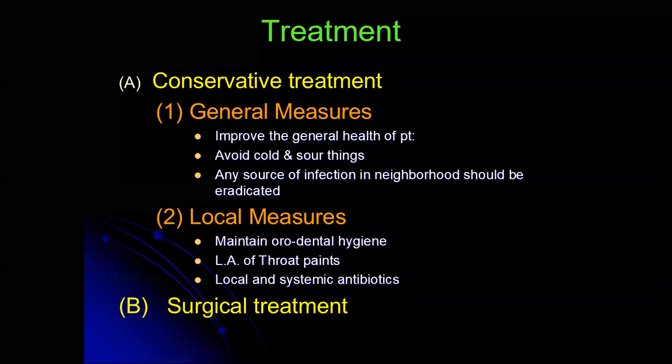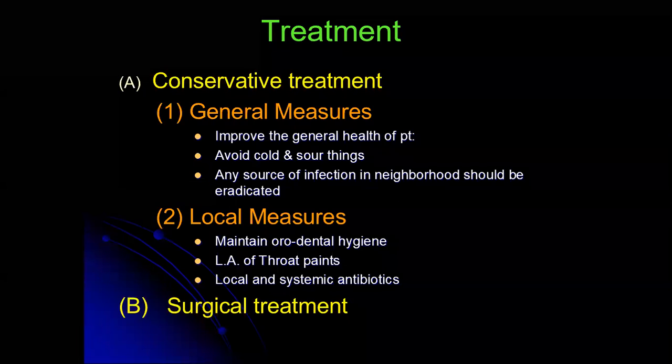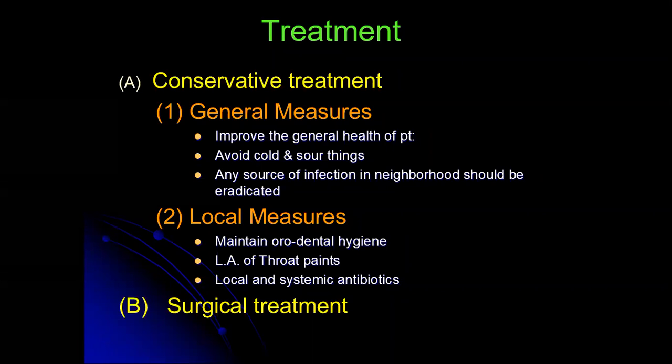Treatment. Conservative treatment, general measures: improve the general health of the patient, avoid cold and sour things. Any source of infection in the neighborhood should be eradicated. Eradicating the neighborhood means if there is sinusitis, you correct the sinusitis. If there is a deviated nasal septum, you correct the DNS. If there is pharyngitis, you treat the pharyngitis. If there is allergic rhinitis, you treat the allergic rhinitis. Otherwise the patient's problems continue. So cold and sour things should be avoided.